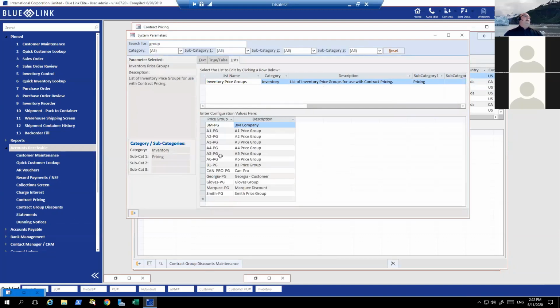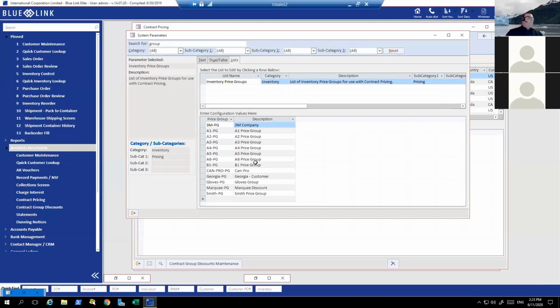So if you go into system parameters, if you have the ability to do that, search for group. It's under inventory price groups, and you'll see I actually have a lot of those price groups. So what does this do? It gives you the ability to group products, not categories in Blue Link, but group products together that you might want to associate a specific discount or a markup, in this case, for the specific products.